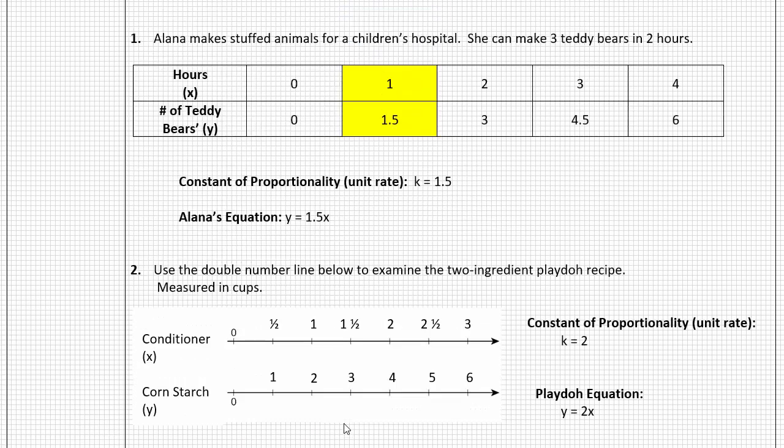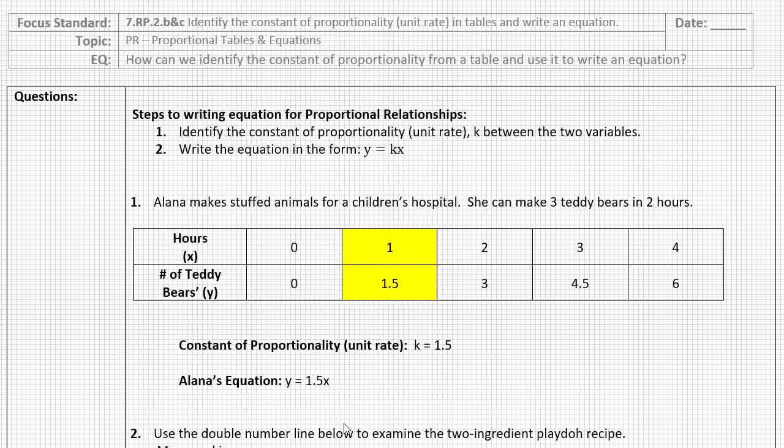So this is going to conclude our video today on proportional tables and equations. Please take a moment to make sure your notes are complete and come ready to do more problems like this in class.